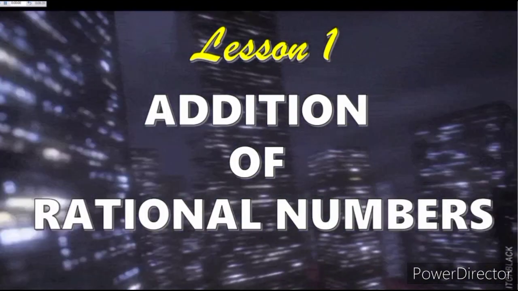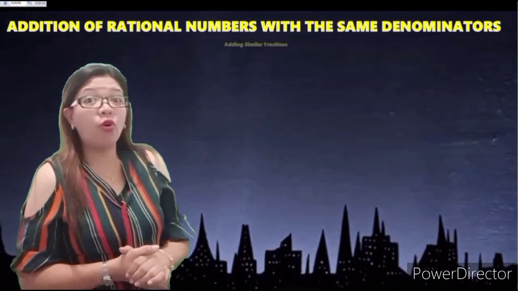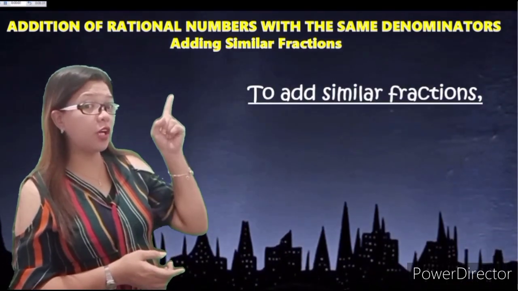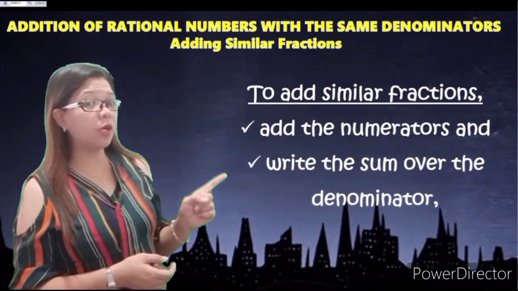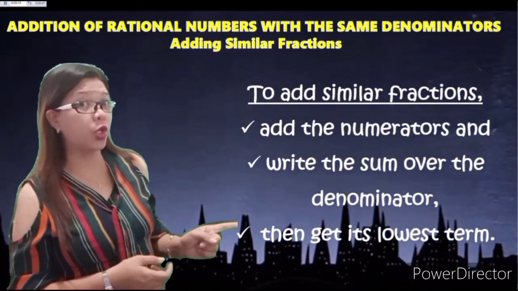Lesson number 1. Addition of rational numbers. Addition of rational numbers with the same denominators or adding similar fractions. To add similar fractions, add the numerators and write the sum over the denominator. Then get its lowest term.